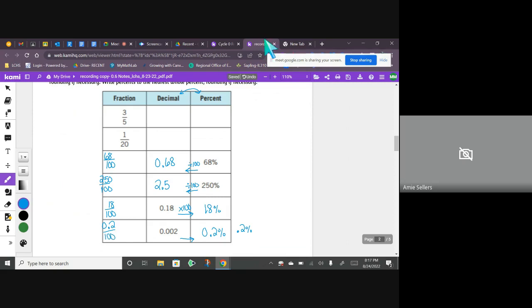Now this last one, it actually would be a little bit easier probably to think of it like we did with our decimals in the last section. So this is in the tenths, hundredths, thousandths place. So this is the same as 2 thousandths, and it would be easier to simplify with that.